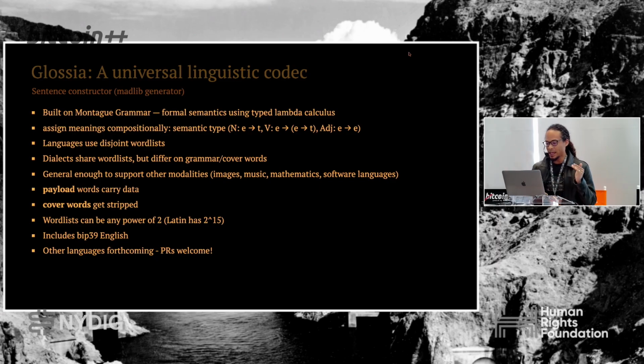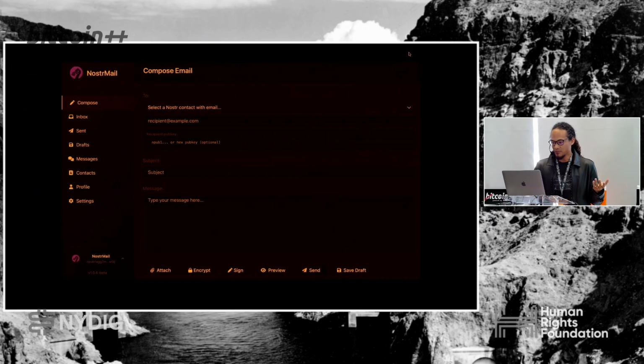I wrote a Latin one that has 2^15 words. So from a practicality perspective, having 2^15 words means you get 15 bits per word, and BIP39 has 11 bits per word. That means that a 12-word seed phrase you can represent with just 9 Latin words, which is kind of cool in and of itself.